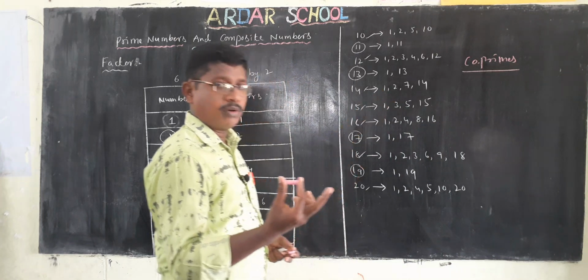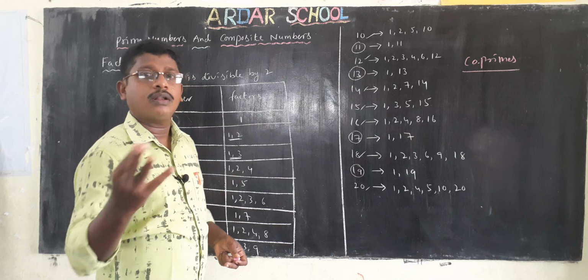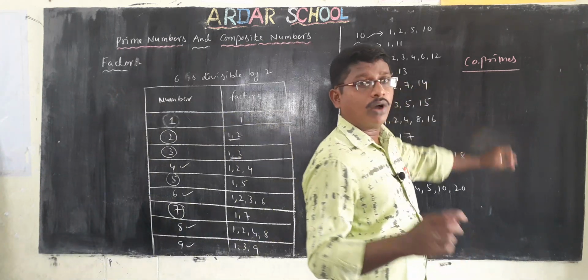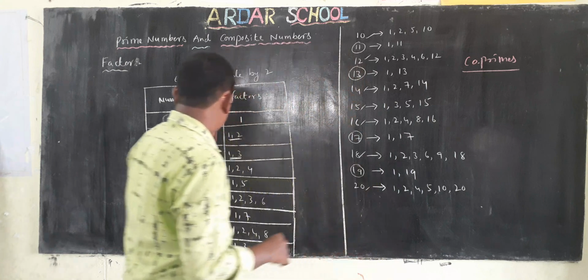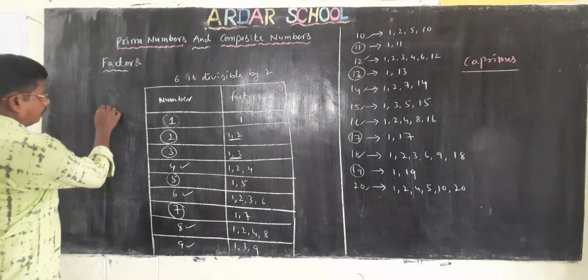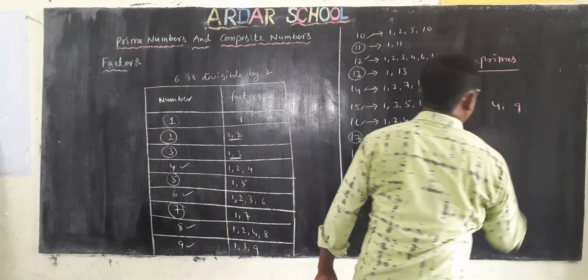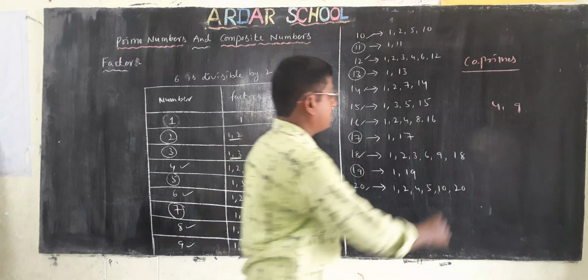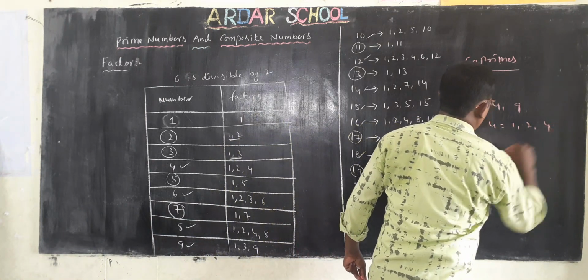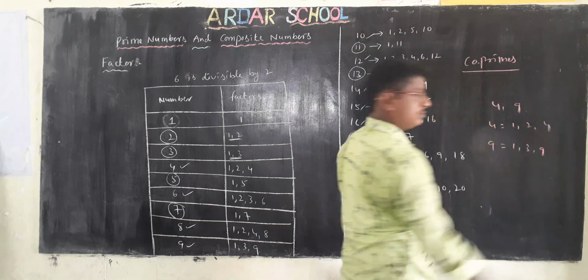One may be prime and one composite, both may be composite, or both may be prime numbers. The condition is that 1 is the only common factor. For example, 4 and 9. What are the factors of 4? 1, 2, 4. And 9: 1, 3, 9.